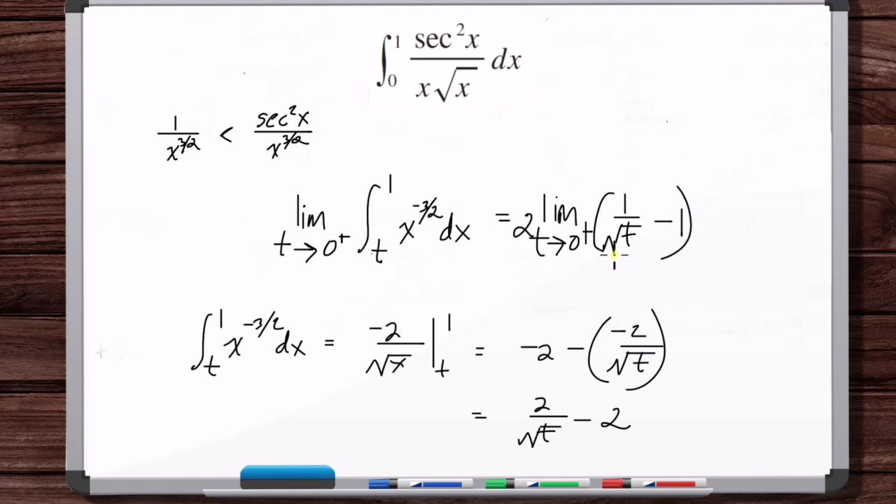Okay, so approaching 0 from the right, 1 over root t goes to infinity. Infinity minus 1 is infinity. 2 times infinity is infinity. So this diverges, but this is always less than this. That means this must diverge as well, according to the comparison theorem.